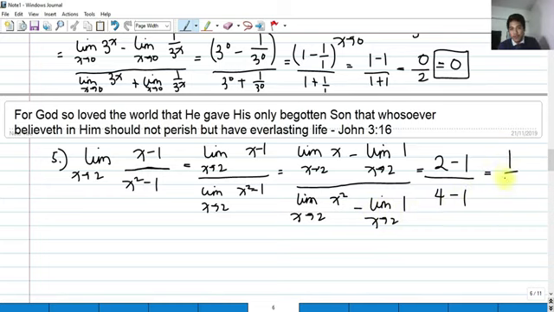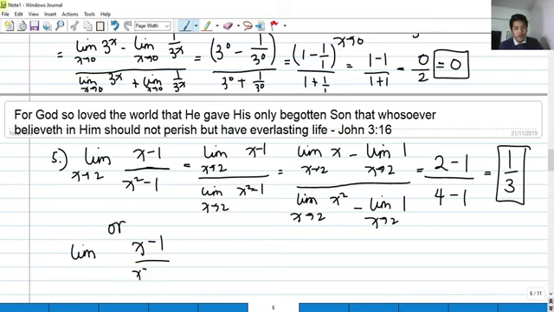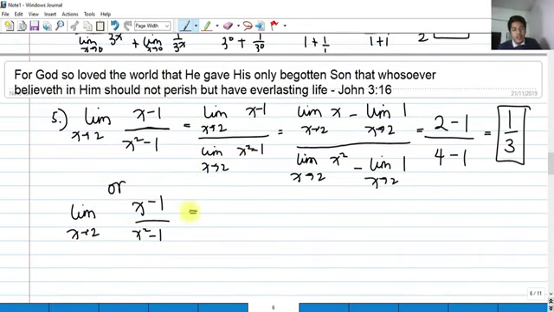So we have 1/3. Okay, so that is our answer. Or, from our given, we can simply first simplify the f of x before we evaluate the limit. Okay, as you can see here, limit as x approaches 2 of x minus 1 over x squared minus 1.